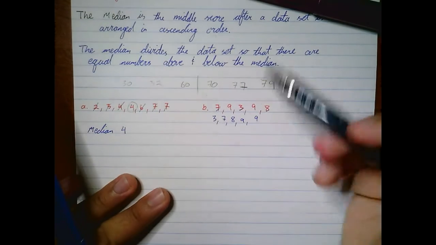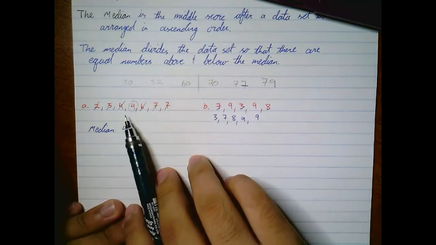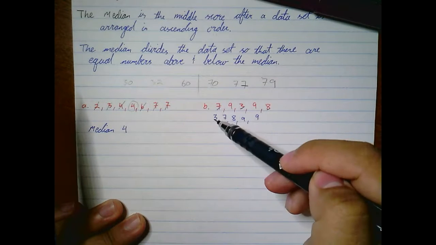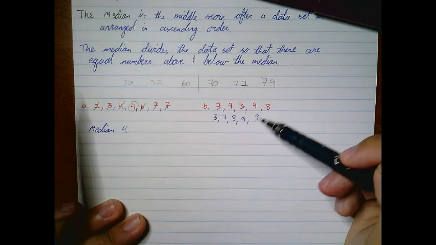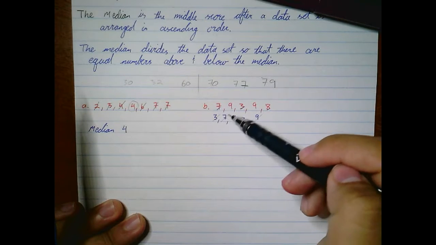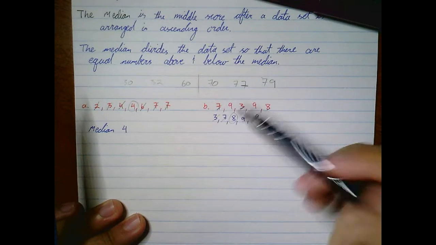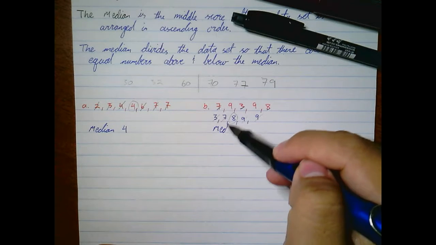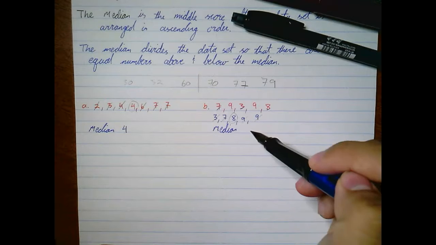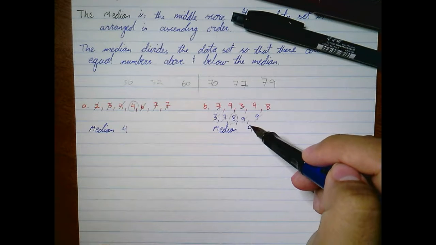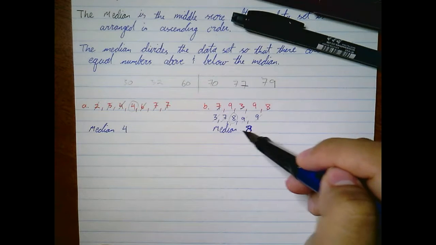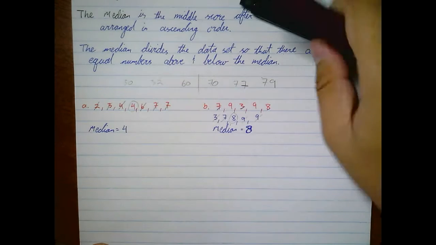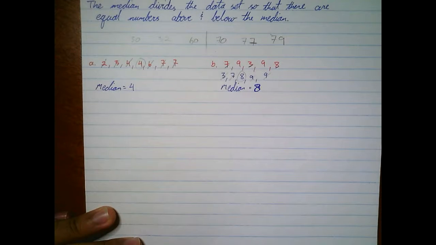And just like we did in the previous example, we're just going to start crossing off numbers on the left and on the right. So cross off 1 on the left, 1 on the right, 1 on the left, 1 on the right. We're left with 8. And in this example, the median is equal to 8. Okay. Let's just do 2 more examples now.